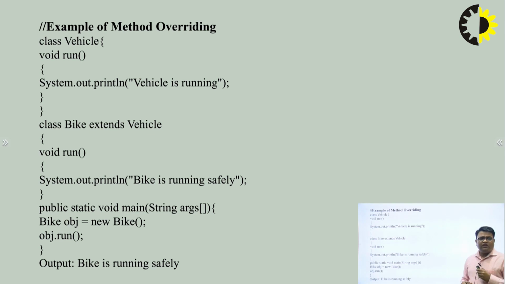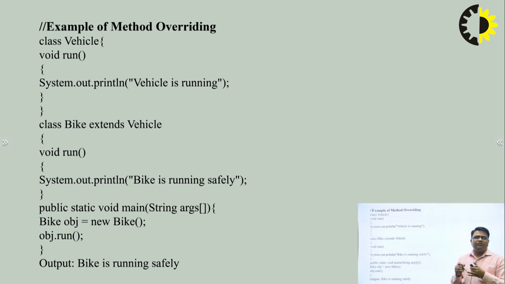Then this is an example of runtime polymorphism, which is method overriding, where a Vehicle class has a method run and implements some message, Vehicle is running. The same method is declared in a subclass named Bike and has the same method run with the same parameters and the same return type, but a different implementation. This is Bike is running.